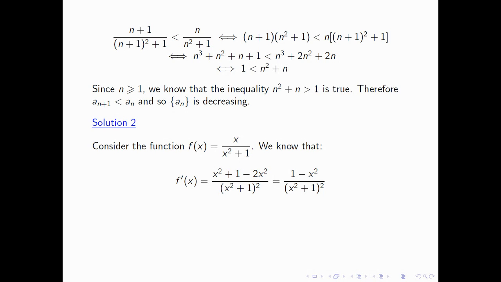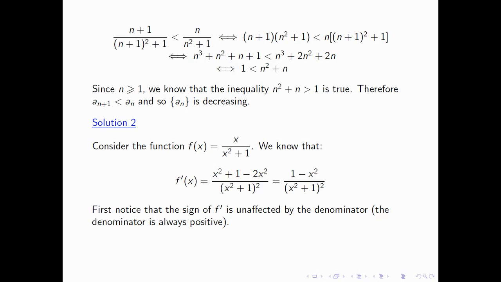plus 1 squared. Now we need to convince ourselves that this last expression is always negative, at least for x greater than or equal to 1. And that's easy to do because we look at the denominator and we see that the denominator is always positive. Right? So the sign of the first derivative is unaffected by the denominator. The denominator is always positive. And so the derivative is negative whenever the numerator is negative.